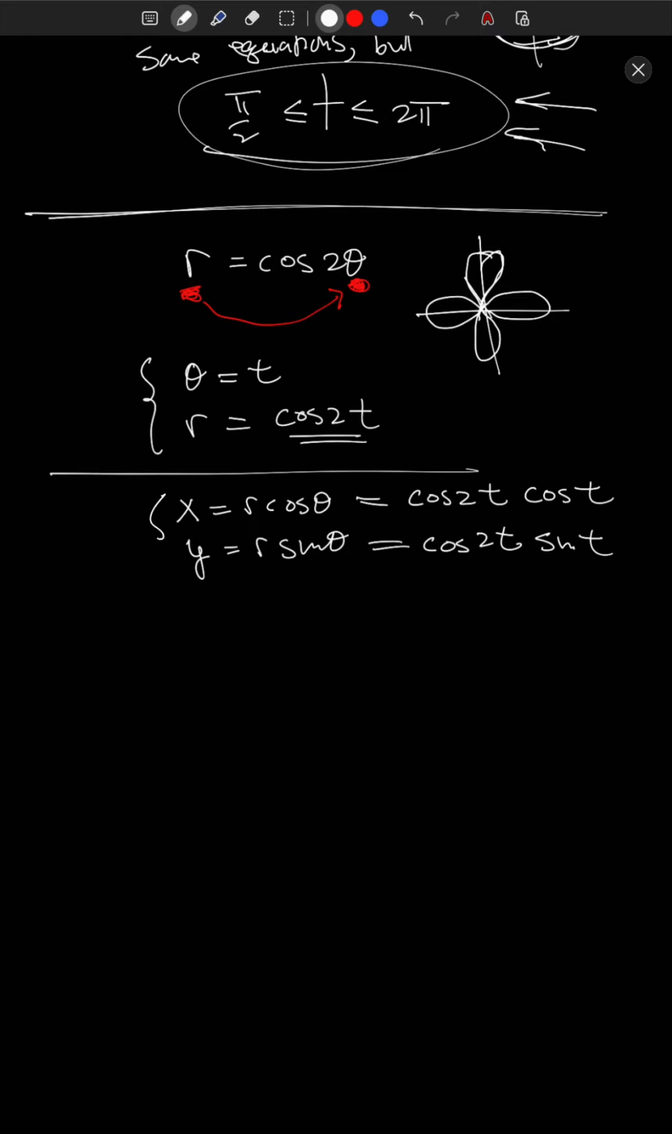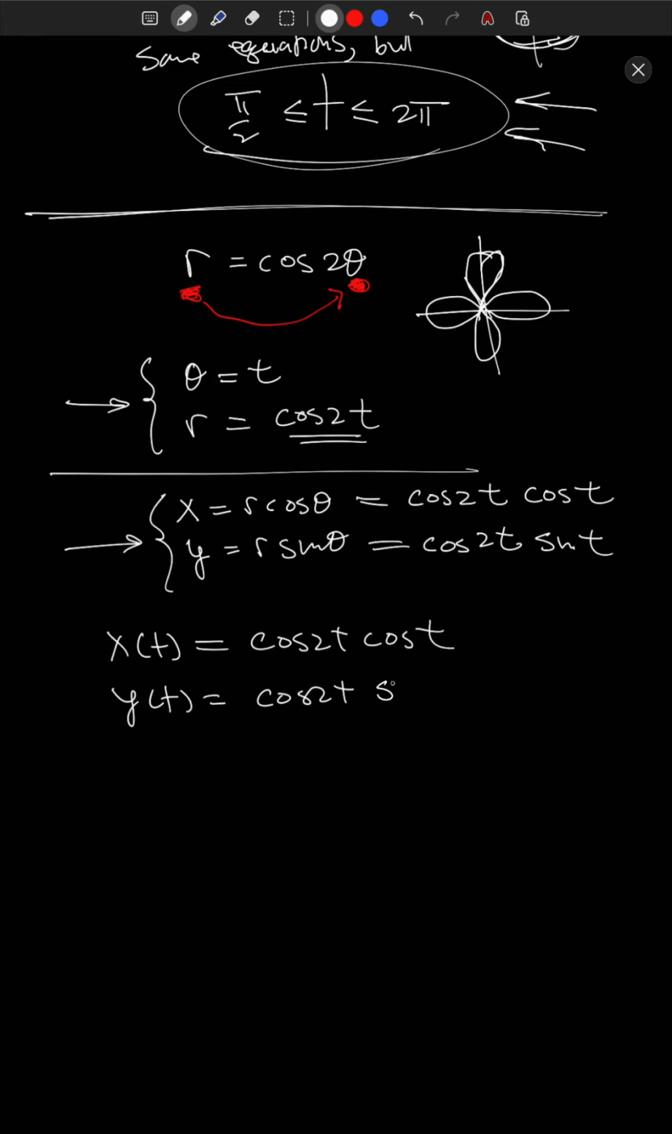Okay, so if we do this in 2 stages, it's really simple, or at least each stage itself is fairly simple. So ultimately my parameterization would be x of t is equal to cosine 2t cosine of t, y of t is equal to cosine of 2t sine of t.